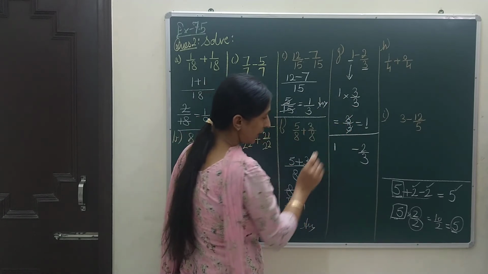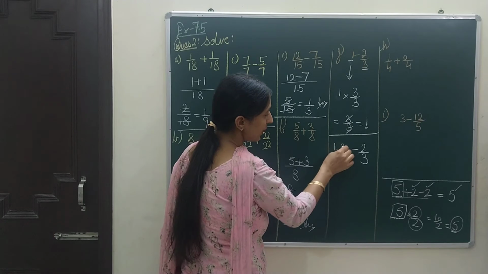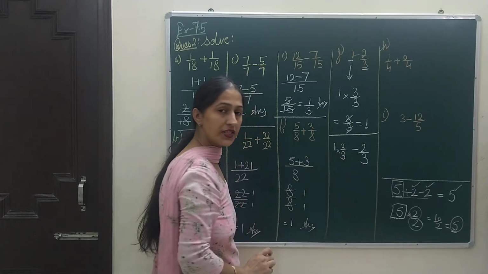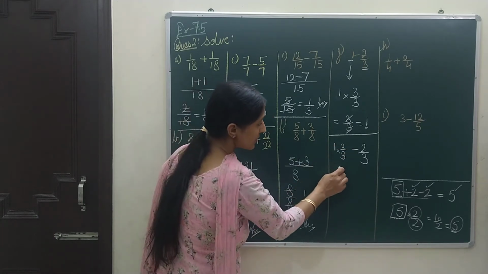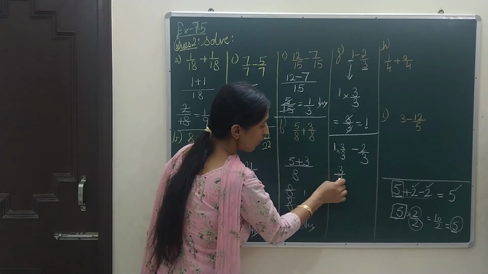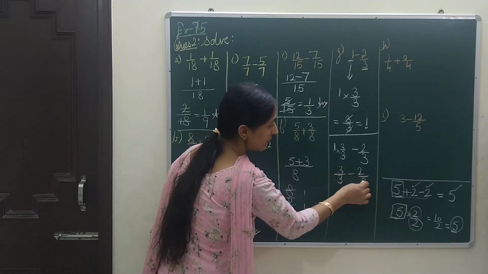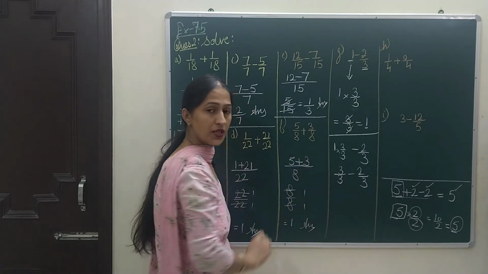Okay, I can write 1. I will multiply this 1 by 3 and I will divide this 1 by 3. And what result do I get? 3 ones are 3 over 3. So 1 has now been converted into the form 3 by 3.